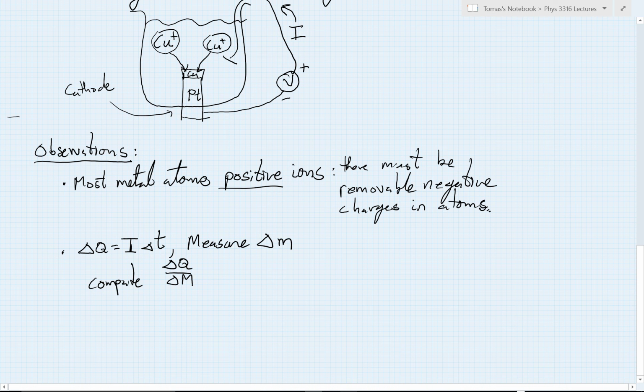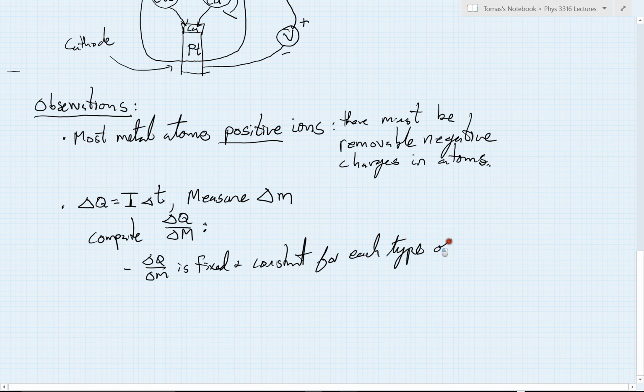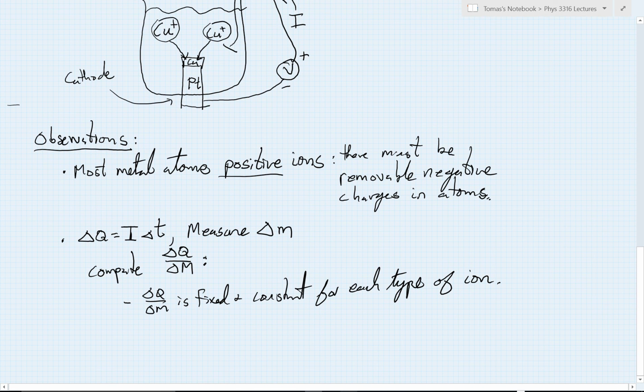And when we compute that, there are two very interesting findings. The first is that the delta Q over delta M is fixed and constant for each type of ion. Now, that's very interesting and important because we have good reason to believe that the atoms these ions are formed from all have fixed atomic masses. The fact that this ratio is fixed tells us that the amount of charge on all of these ions is also fixed.